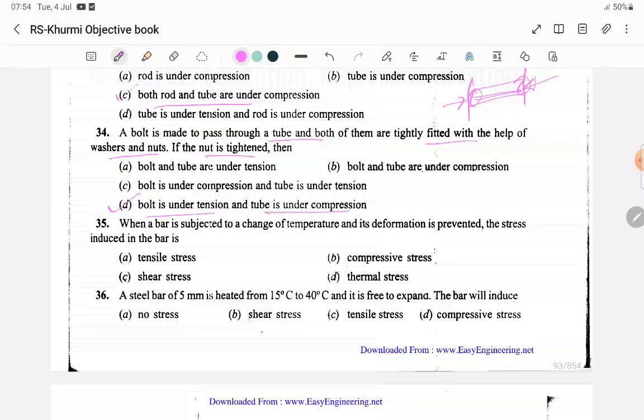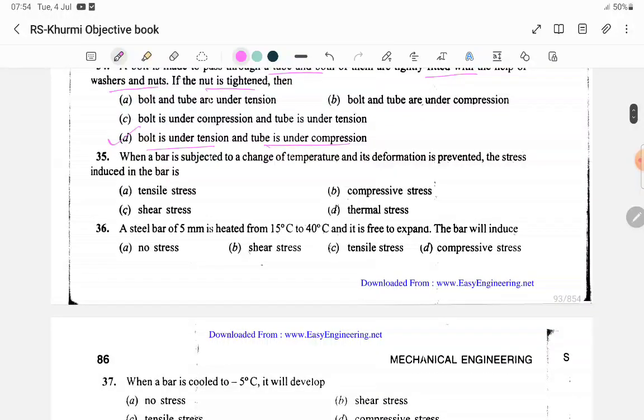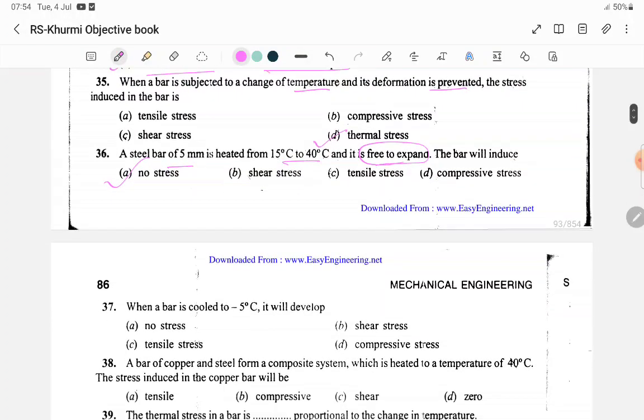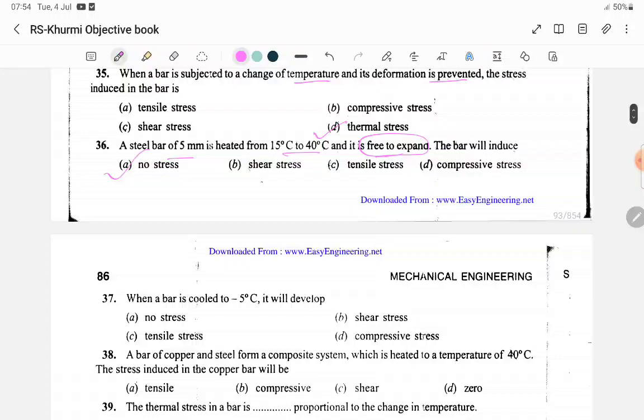Next, when a bar is subjected to change of temperature and the deformation is prevented, the stress induced in the bar is called thermal stress. If a steel bar is heated and is free to expand, whenever it is free to expand you always get zero stress. And in thermodynamics also, whenever it's free expansion, net heat transfer and work done are all zero.